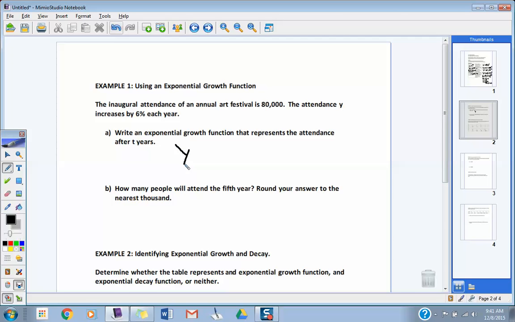So to write an exponential growth function that represents the attendance after t years, here we go. We're going to say y equals. All right, what was the starting value again? 80,000. Now we've got to put this growth factor in here in terms of a 1 plus the rate or a 1 minus the rate. Since this is an exponential growth function, are you adding 6% or subtracting 6%? Adding. This is the 1 plus r part. So let's see. 6% as a decimal, what would that look like? 0.06. So 1 plus 0.06. What's that get you?